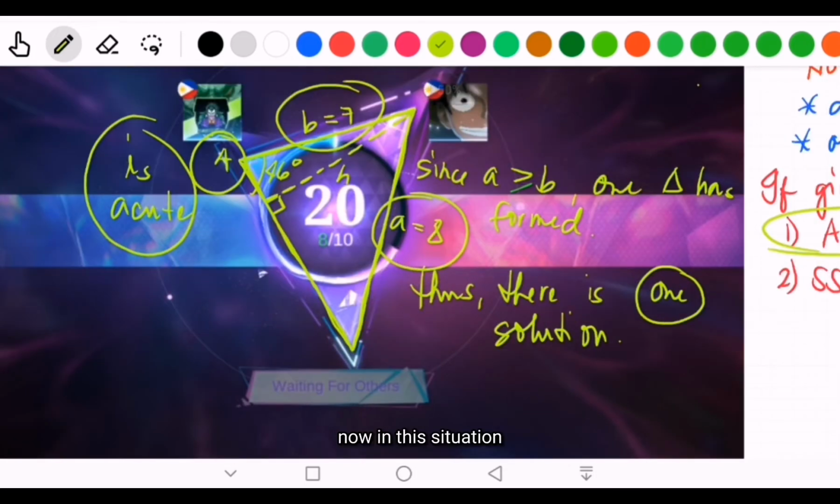Now, in this situation, we don't have to actually solve for the value of the altitude or the height of this triangle. If you can see right away that A is greater than or equal to B, then that will already give you an idea that there exists one solution for this.